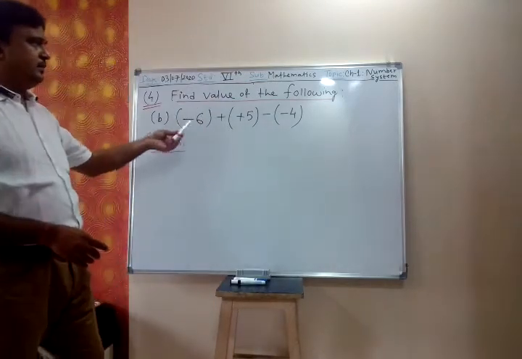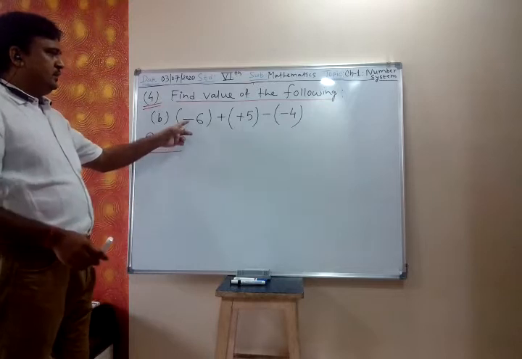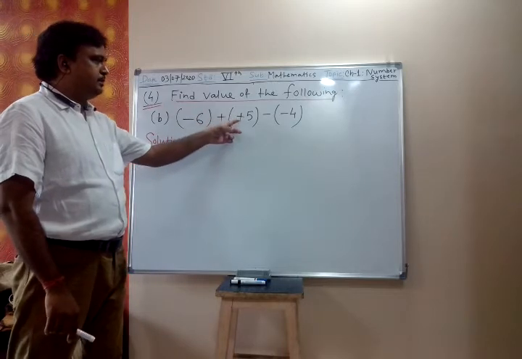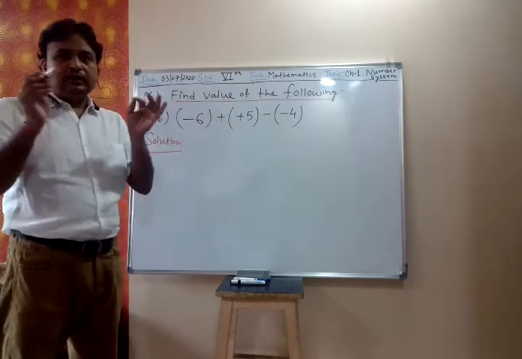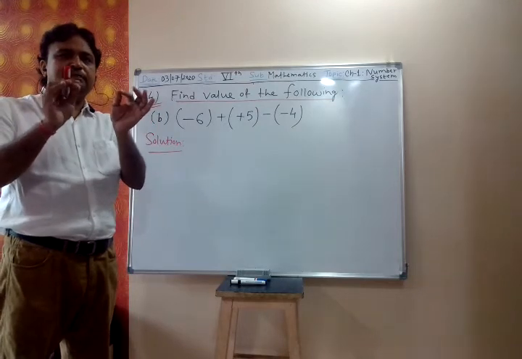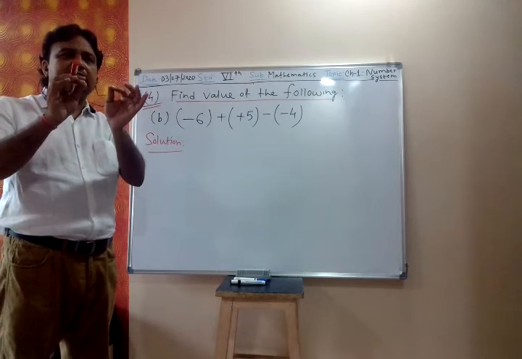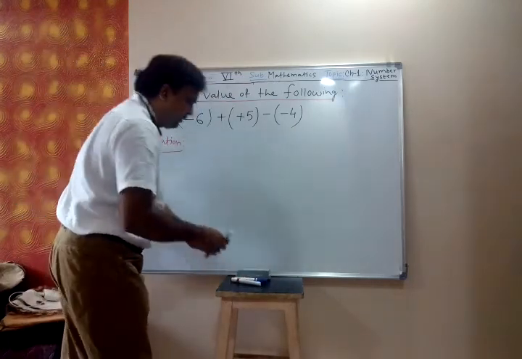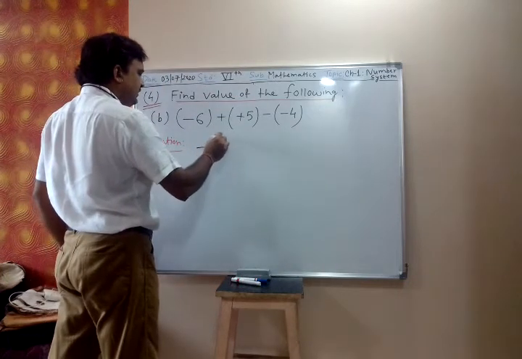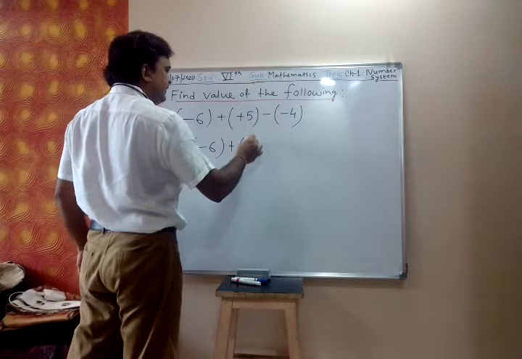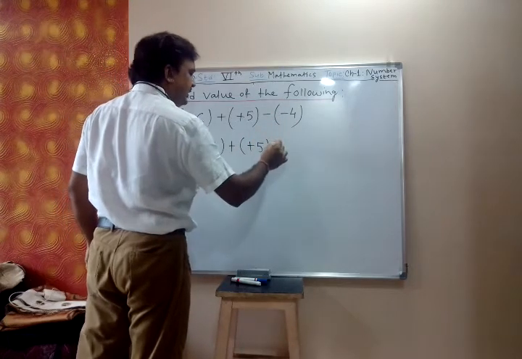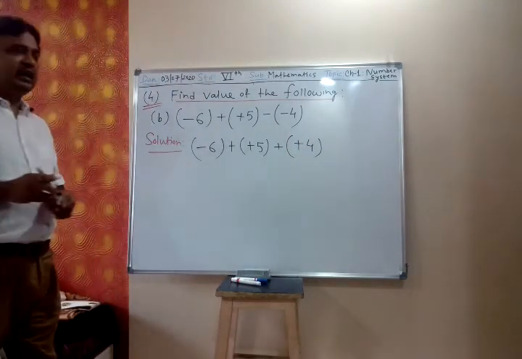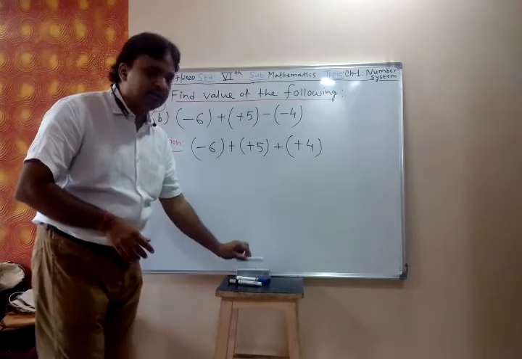Now let us find the value of this. I have done it yesterday: -6 plus 5 minus 4. Yesterday I told you, whenever minus signs are together, that minus we can write as plus. So -6 plus 5, minus I can write plus 4. Now it is clear.